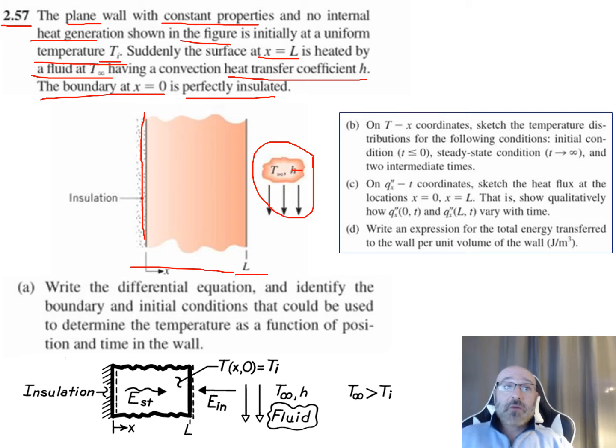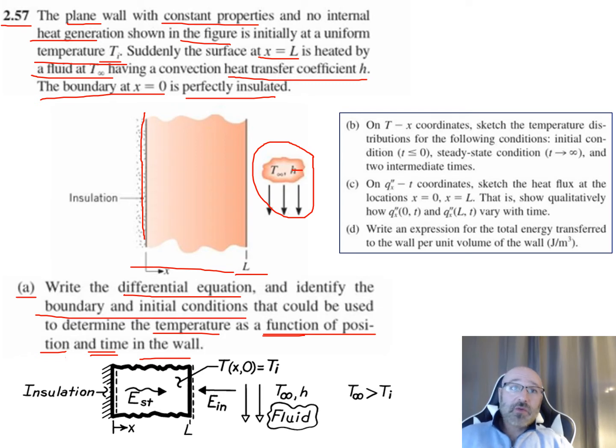So in part A, which is what we're going to solve for in this problem with my hand solution, what do they want us to do? Well, they want us to write a differential equation and identify the boundary and initial conditions that could be used to determine the temperature as a function of position and also as a function of time in the wall. So temperature as a function of position and temperature as a function of time. So this is part A of the problem.